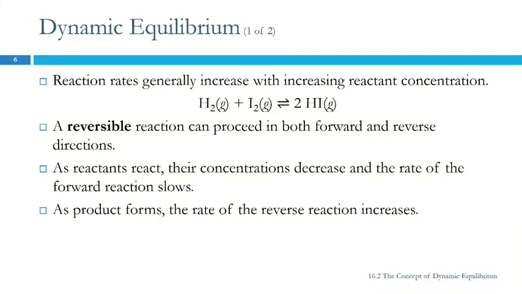So studying reaction rates, we learned that reaction rates generally increase with increasing reactant concentration, right? So for this reaction, if we increase the hydrogen concentration or increase the iodine concentration, the reaction is going to go faster, right?